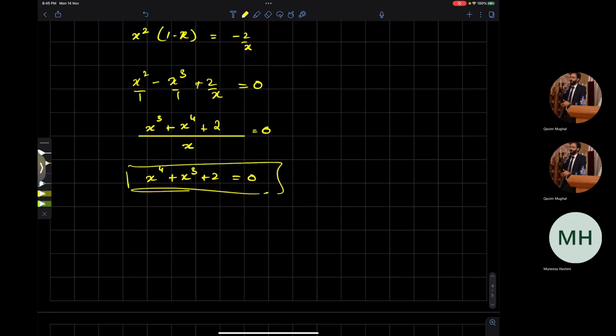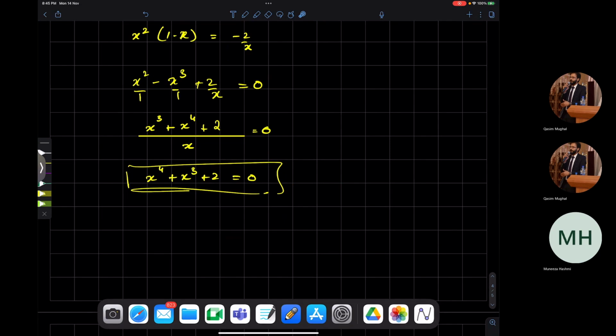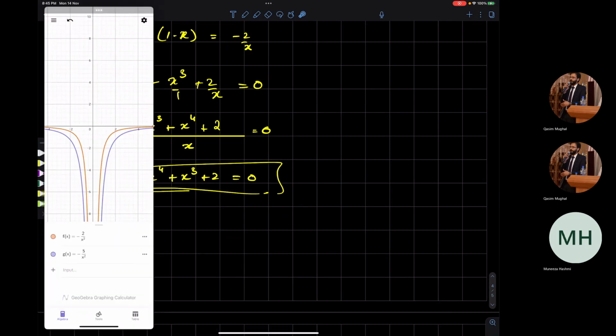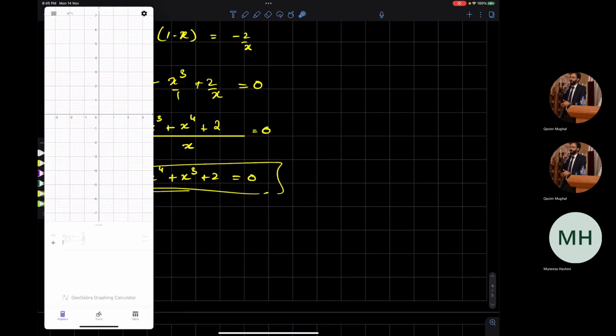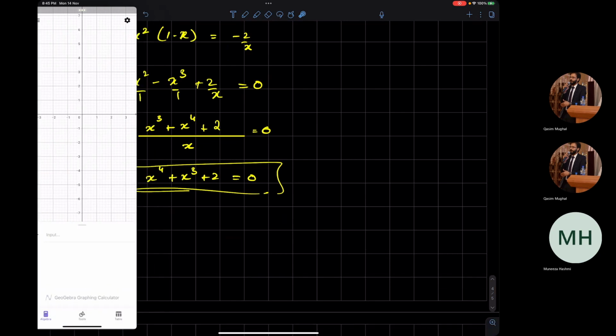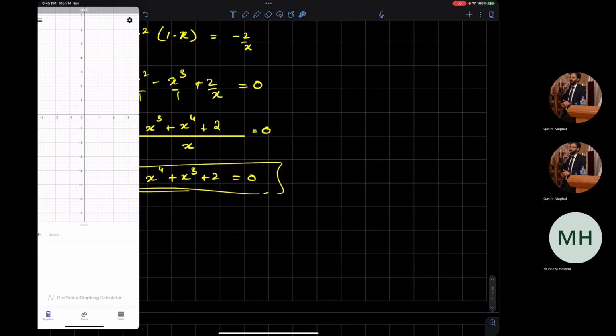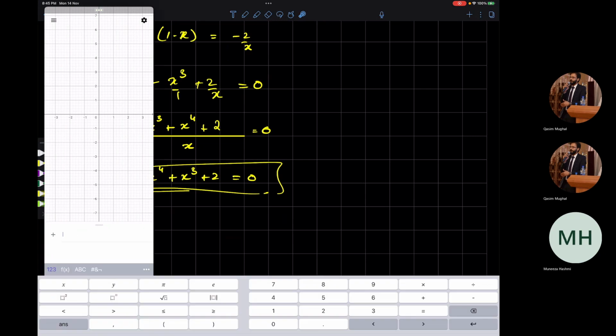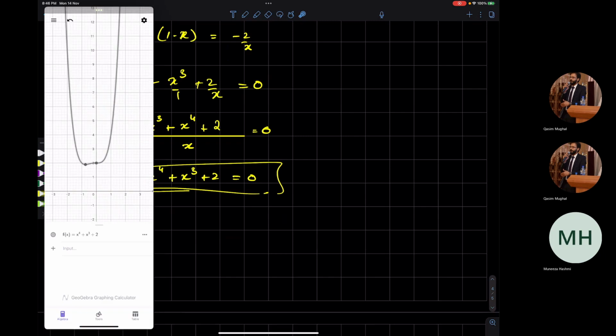So if I try drawing the graph of just this equation, you see that what do you get? You should get two answers for this one. Means it is going to cut the x-axis at two different points. So x raised to the power 4 plus x raised to the power 3 plus 2. Oh, it's not cutting at all.